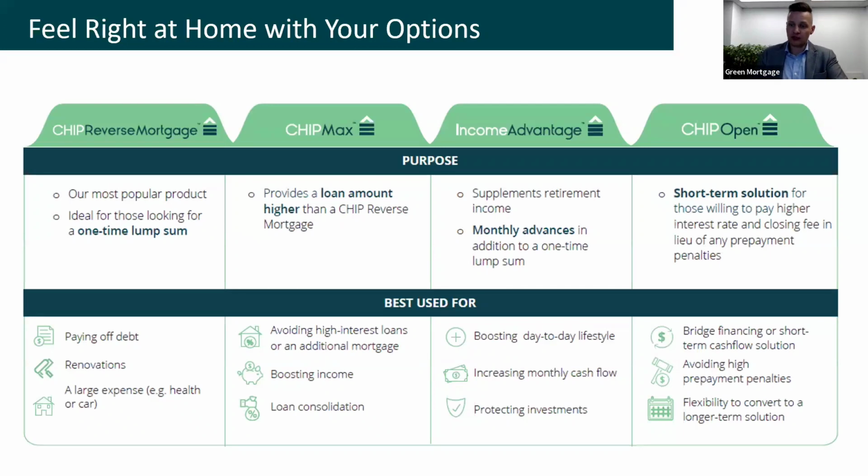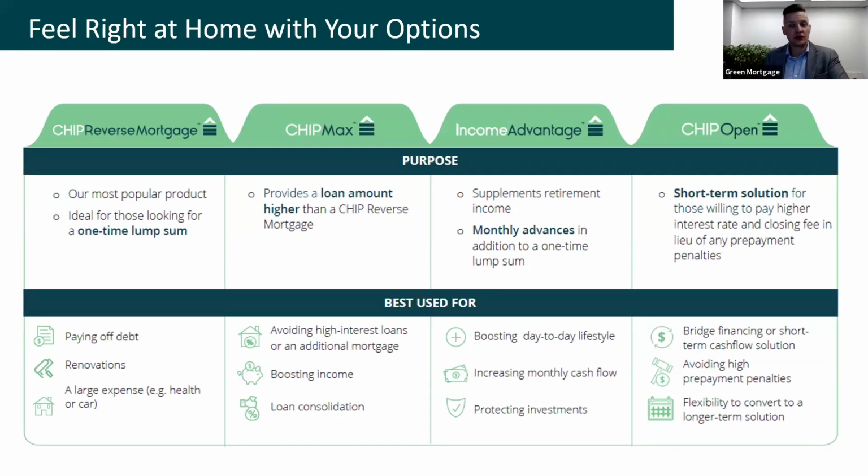So why get a reverse mortgage instead of a HELOC? I'm going to answer that in a little while, in one of the last slides of the presentation, where I will talk about the difference, because a HELOC is a very similar product in many ways. In particular, one or two different banks have products that are a good solution to a reverse mortgage, or very comparable, I should say. And then the last option here is a CHIP Open.